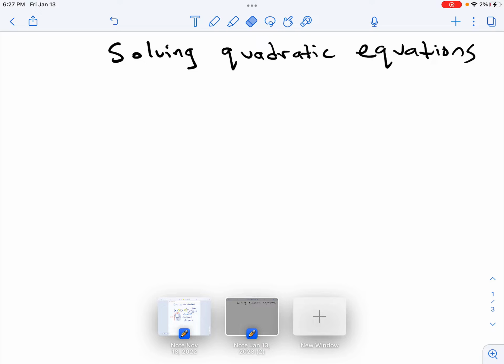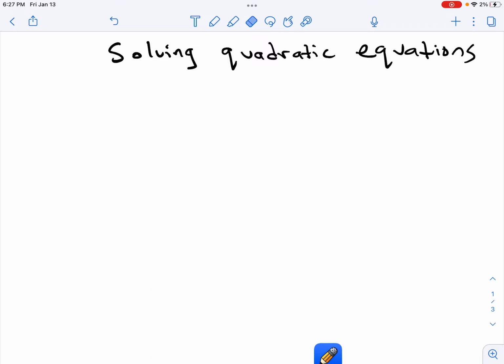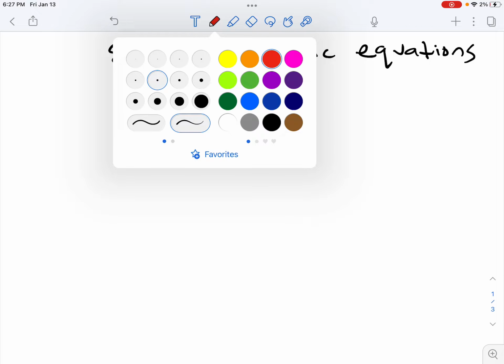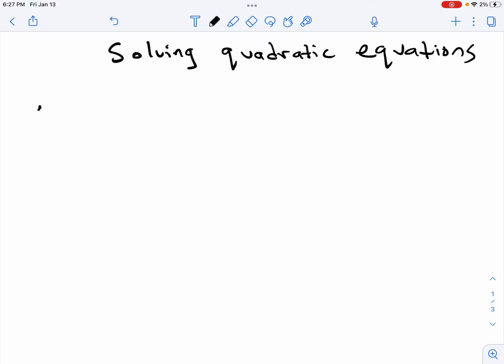Today we're going to be talking about solving quadratic equations, and let's begin with something that looks like this. x squared minus 7x plus 10 equals 0. So this guy has a squared term, an x term, and a constant term. Things that look like that require two steps to solve.